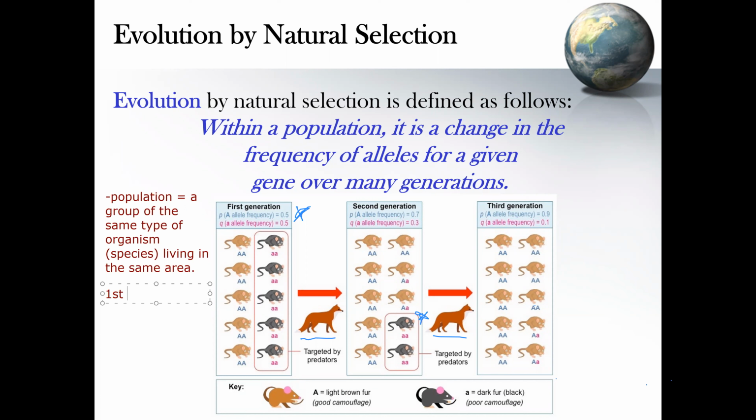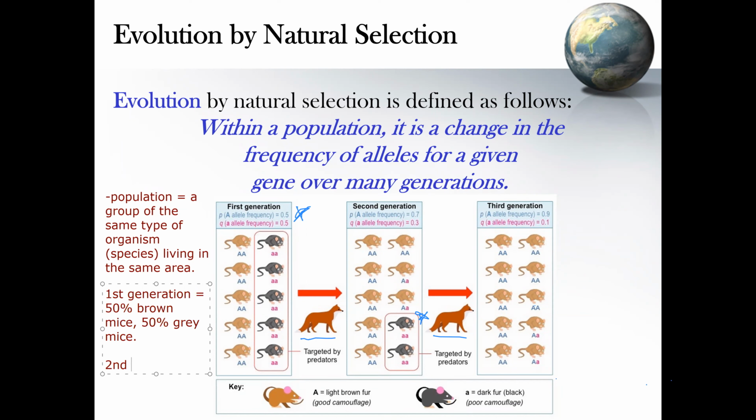So in the first generation, there are 50% brown mice and 50% gray mice. Okay, 50% of your individuals are brown, 50% gray. Keep in mind, they're the same kind of mouse. They're not different types of mice.